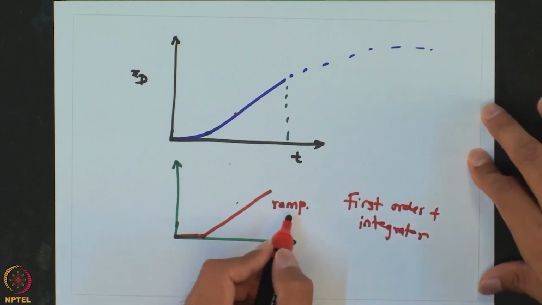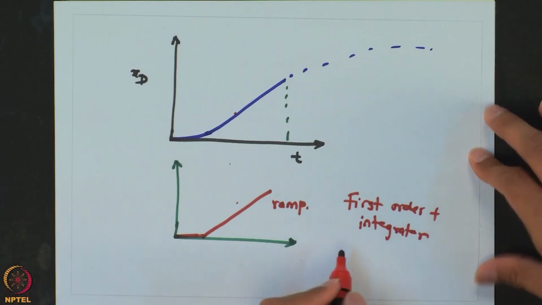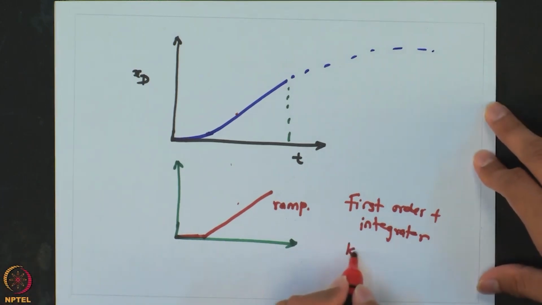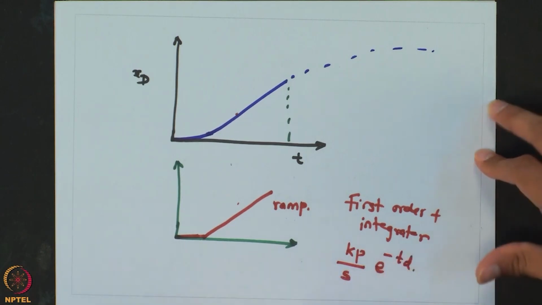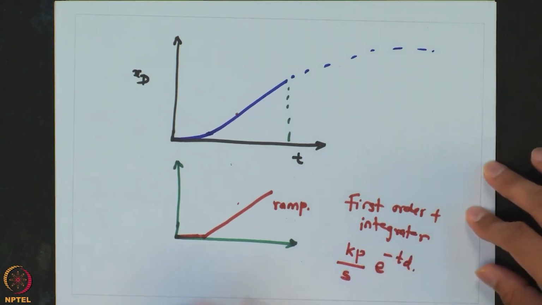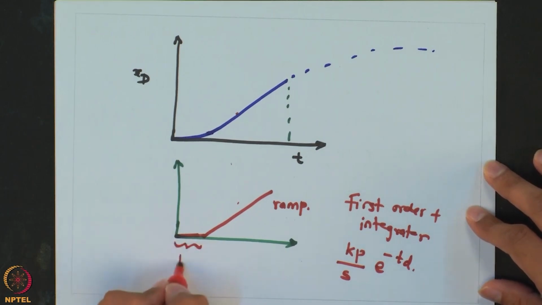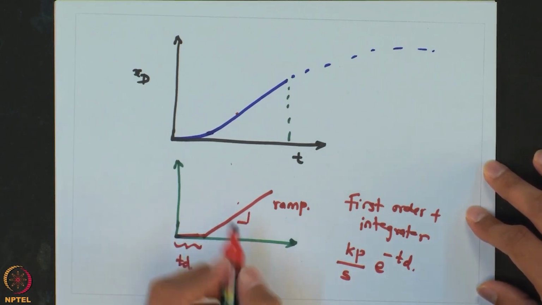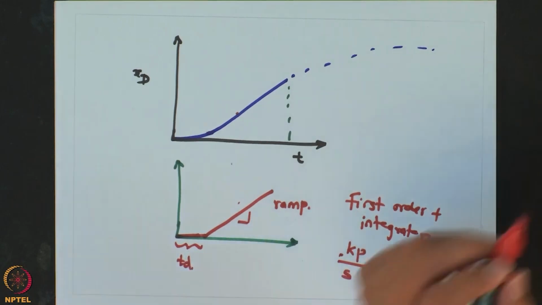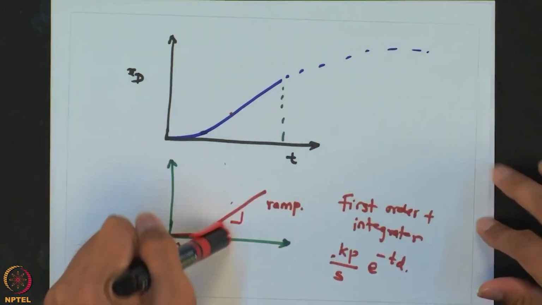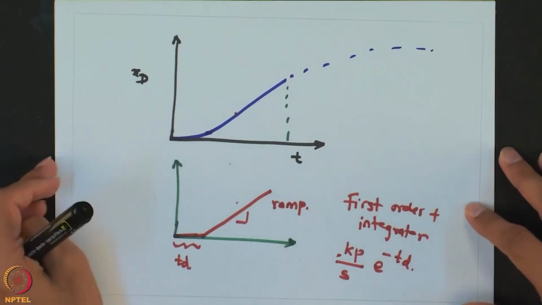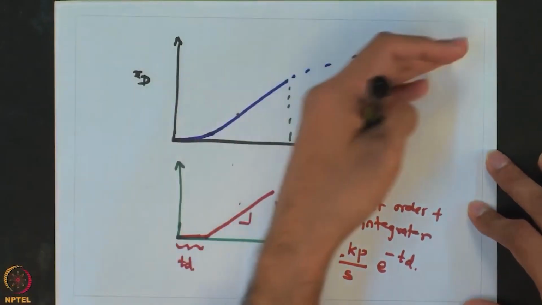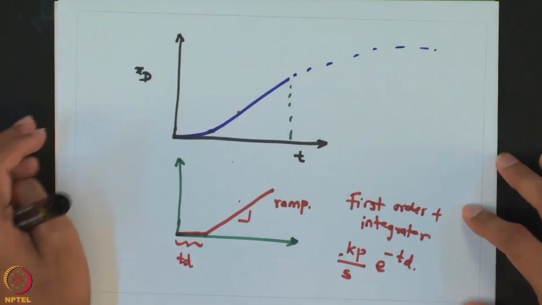It is not a first order lag, but a purely capacitive process for which the transfer function will be Kp over s e raised to minus Td s. So in this case the only two things we are interested in are the dead time and the slope here, which would give the value of gain Kp. This type of approximation is made especially when the system is really of higher order and does not reach the final value within your prediction horizon.